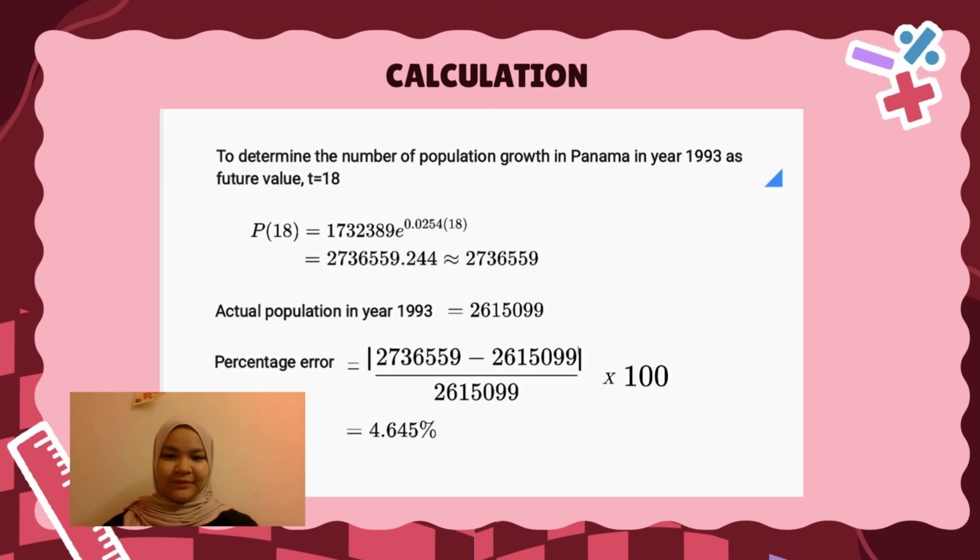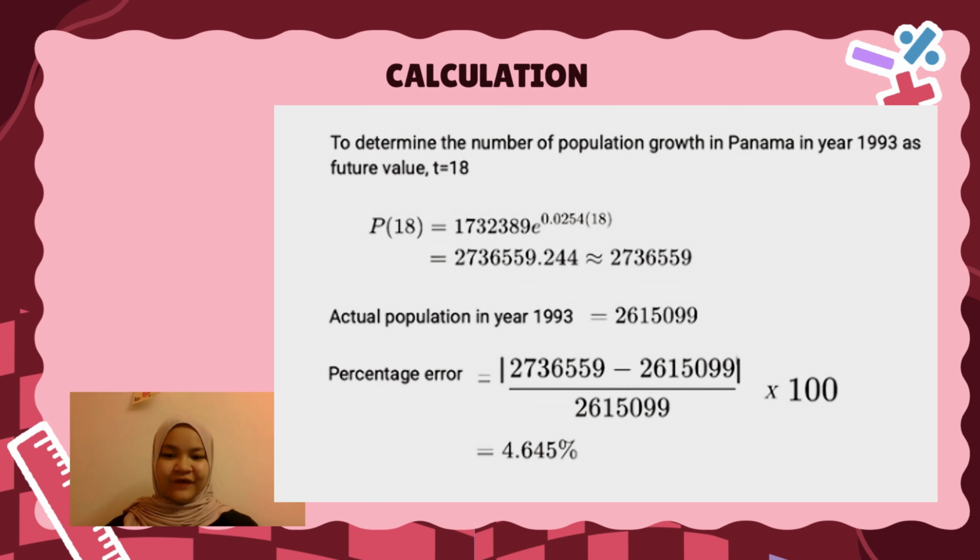Next, we are going to determine the population in Panama in year 1993 as a future value. We get t equals 18 in the year 1993. We substitute the value of t into the solution and we get 2,736,559 people, while the actual population in year 1993 is 2,650,099. From both of these values, we can calculate the percentage error, and we get a percentage error of 4.645%.